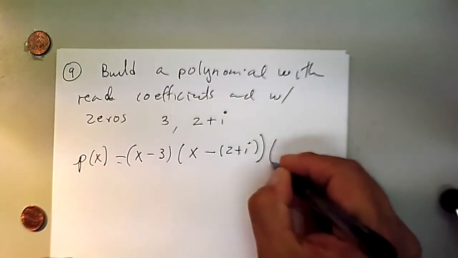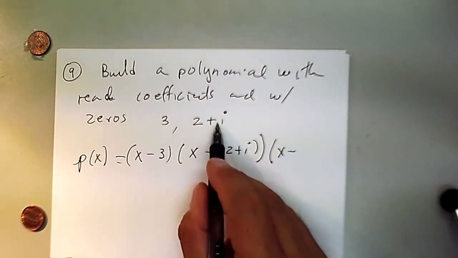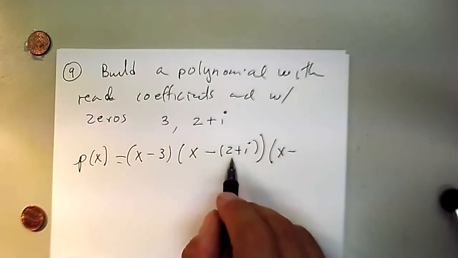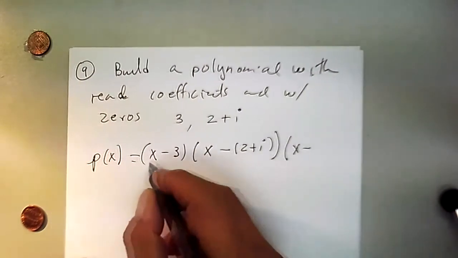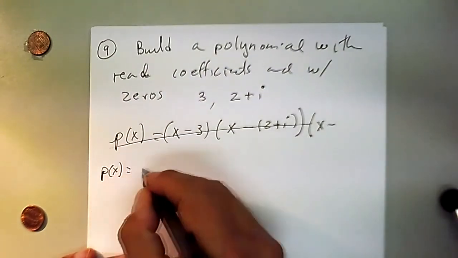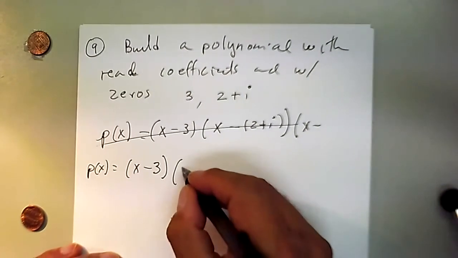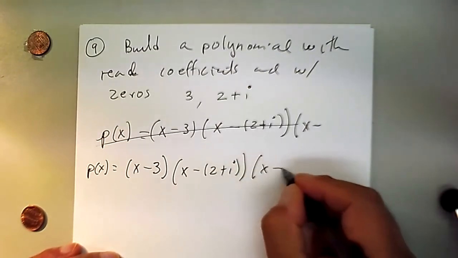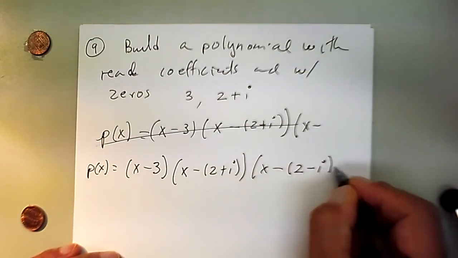We have to include the conjugate. So if you have 2 plus i as a root, and we want to end up with real coefficients, the conjugate has to be included. I'm running out of room, so I'm just going to rewrite it down here because I wasn't planning my spacing well. So x minus 3, x minus quantity 2 plus i, and then x minus quantity, what is the conjugate of 2 plus i? 2 minus i.